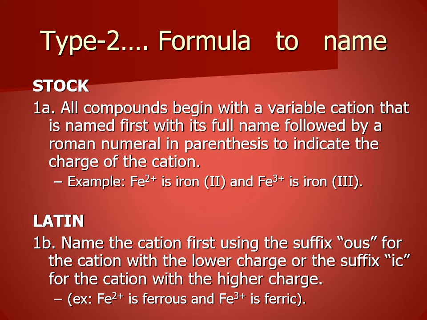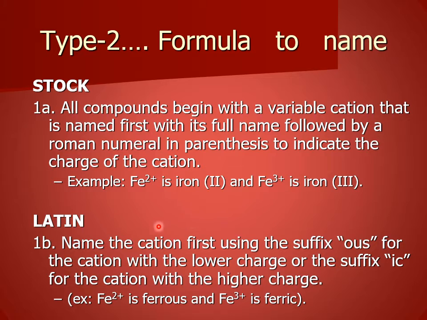Okay, so this is going to show you about the stock system. So what if we have a formula and we want to name it? So formula to name. If we're going to use the stock system, meaning Roman numerals, that's what the stock system means, remember that all compounds begin with a variable cation that is named first with its full name, and now it will be followed by a Roman numeral in parentheses to indicate the charge of the cation. So if we discover in the formula that the Fe iron has a two positive charge, in the name we would start iron, Roman numeral 2 in parentheses. Or on the other hand, if we discover that the iron in a compound is iron with a three positive charge, we would name it iron, Roman numeral 3.